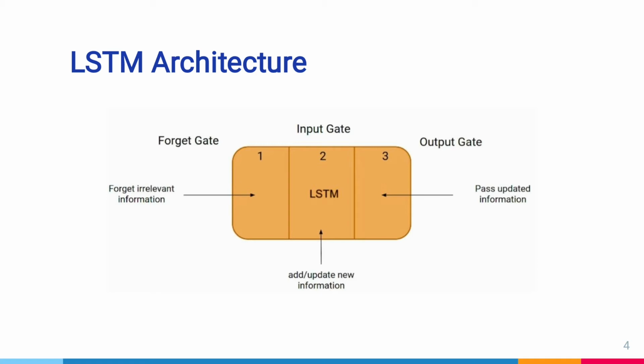These three parts are known as gates. The first one is known as the forget gate, the second is the input gate, and the third one is the output gate.